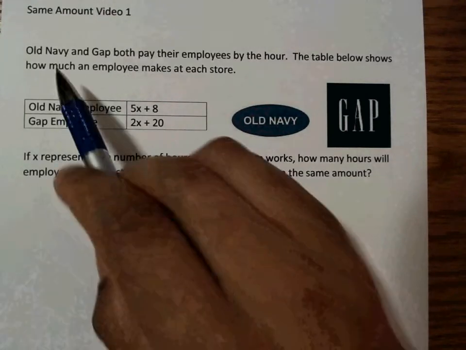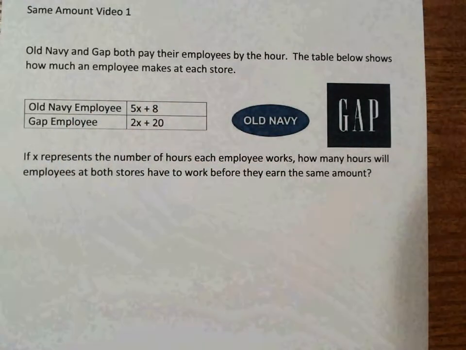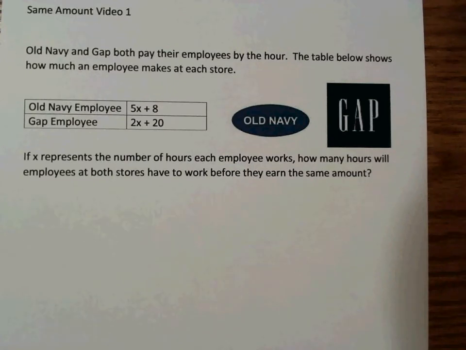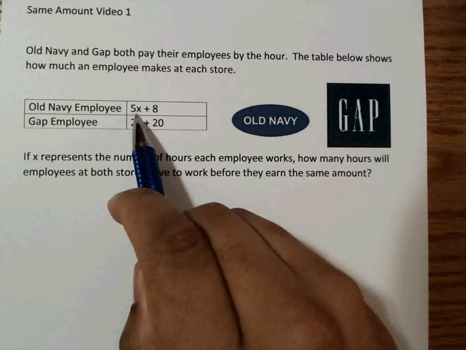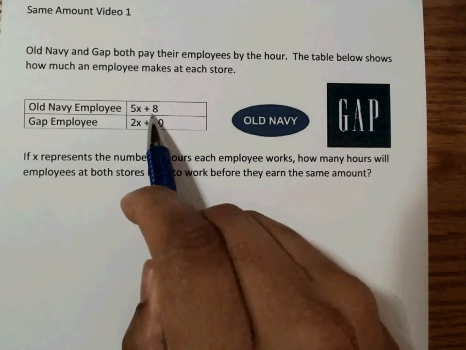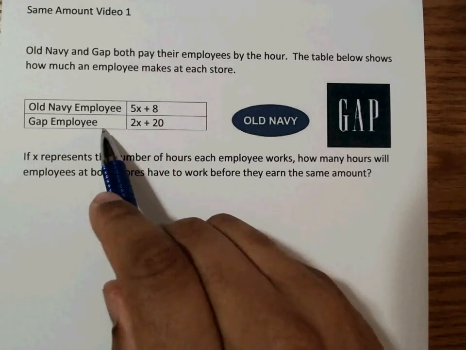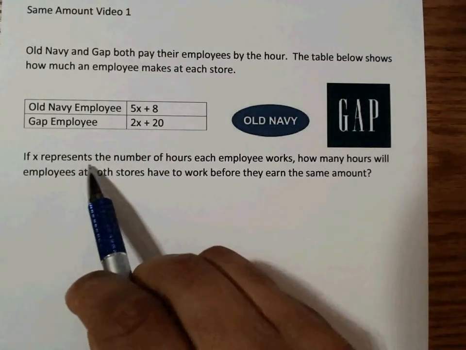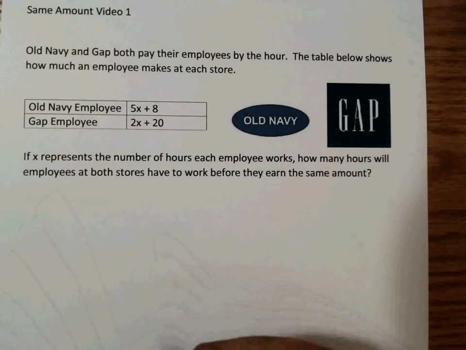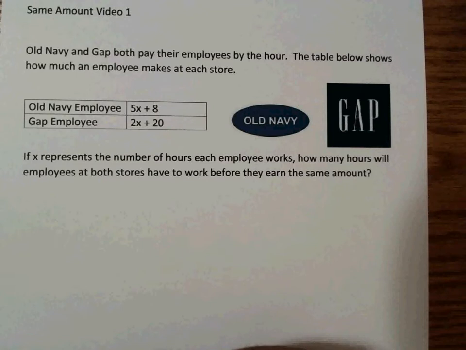So as you can see, we have Old Navy and we have Gap. Both pay their employees by the hour. The table below shows how much an employee makes at each store. So in our table, we can see the Old Navy employee. This expression represents how much they make, 5x plus 8. Then we have our Gap employee, who is 2x plus 20. And it says if x represents the number of hours each employee works, how many hours will employees at both stores have to work before they earn the same amount?